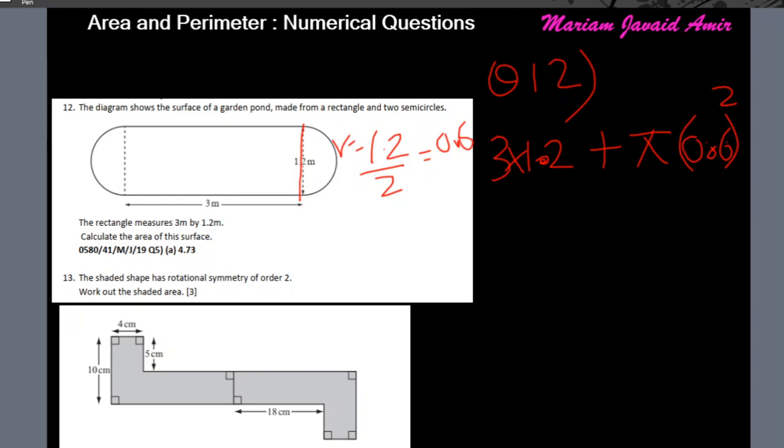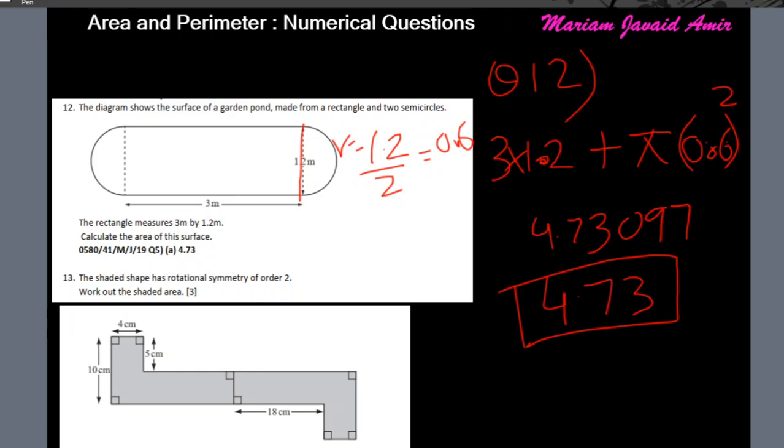Entering the values in the calculator. 3 times 1.2 plus pi times 0.6 squared. This gives me 4.73097 and so on, rounded off to 3 significant figures. This becomes 4.73.